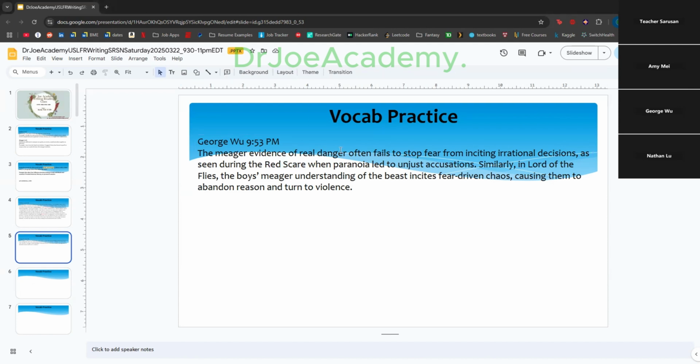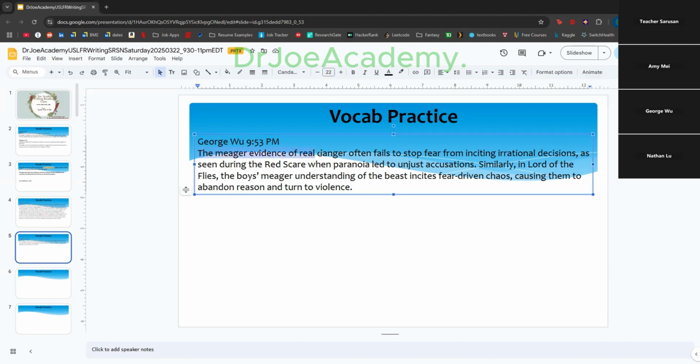The meager evidence of real danger often fails to stop fear from inciting irrational decisions. All right, so George, can you explain what does this phrase right here mean? Well, I'll highlight it for you. It's a little hard to read.